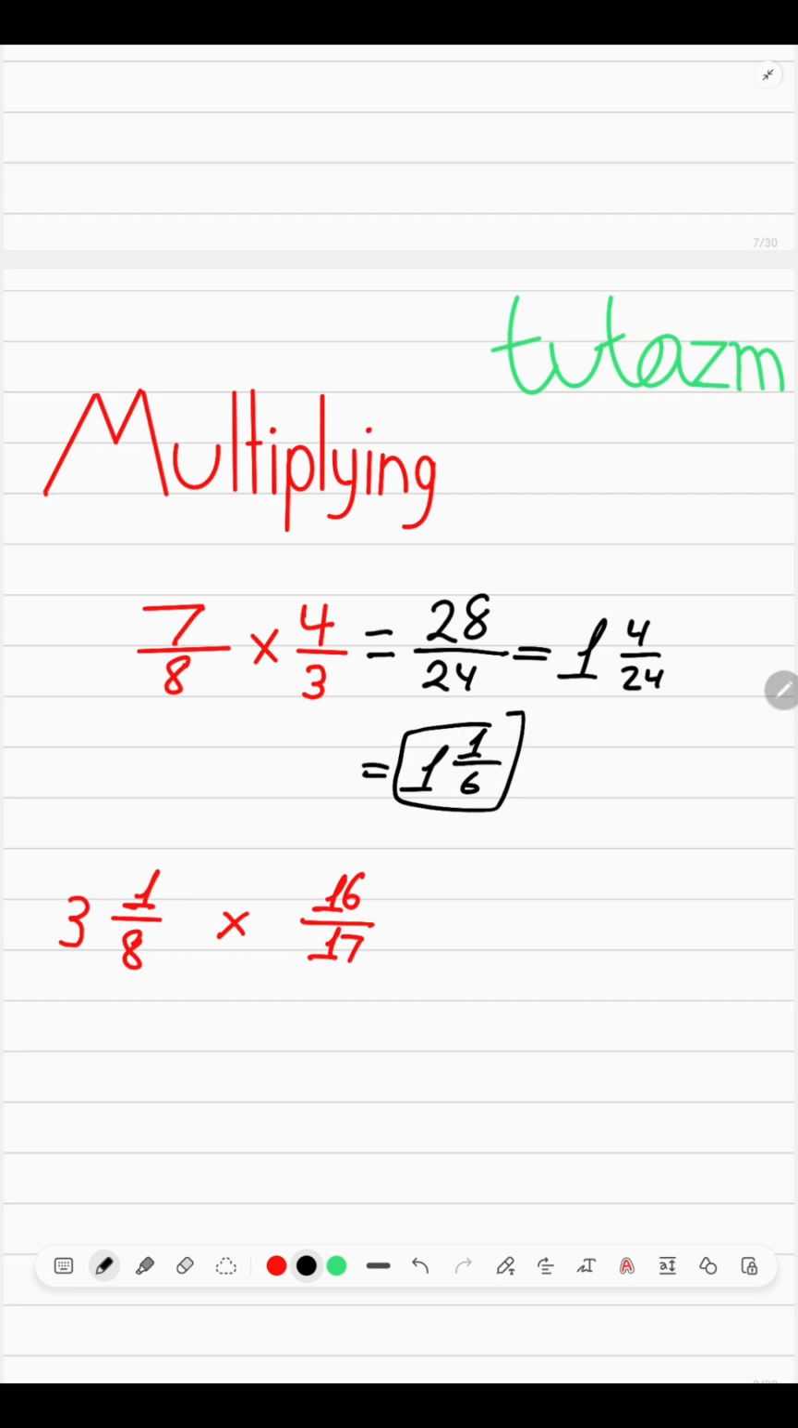Have a go at the second example, and again take a look at mixed numbers if you're struggling with that.